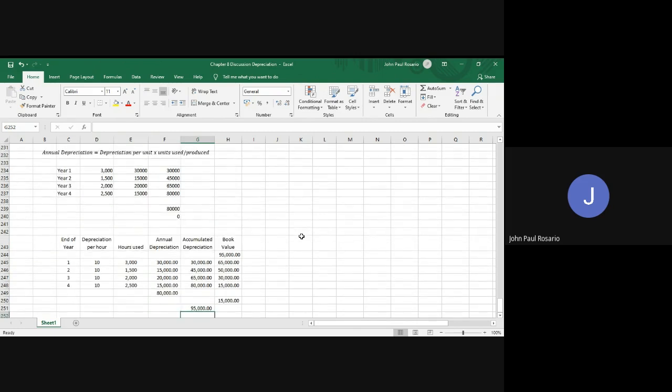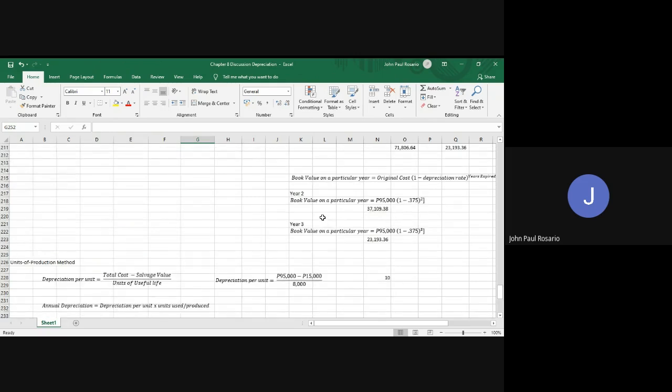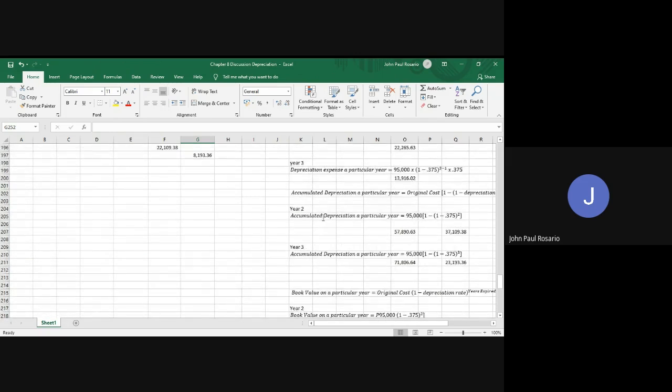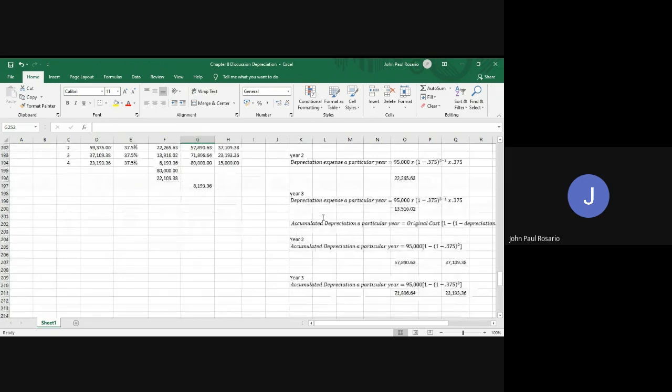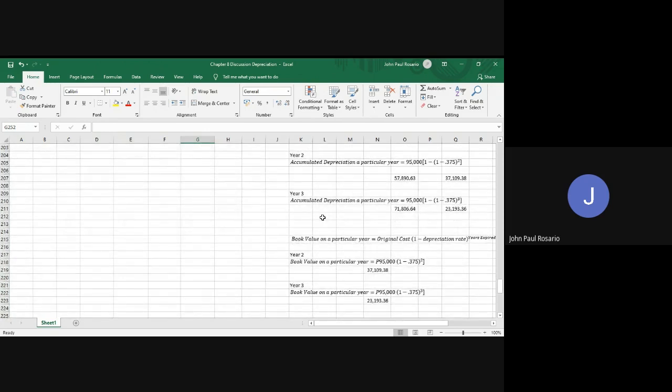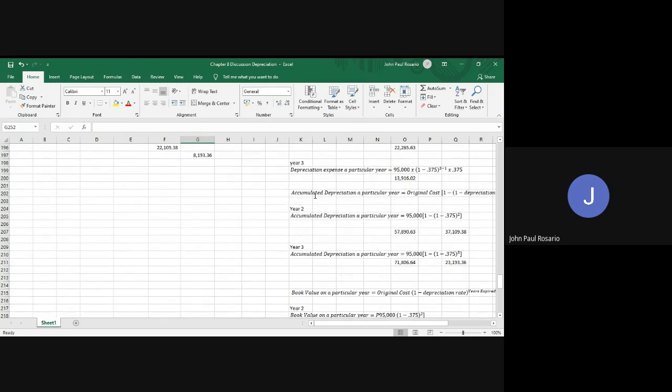Sir, is there a technique for finding the depreciation expense for a particular year? No need, it's what we taught earlier. It's just the depreciation per unit multiplied by the number of hours used or units produced in that particular year; that is your depreciation expense for that year. How about, sir, the accumulated depreciation?